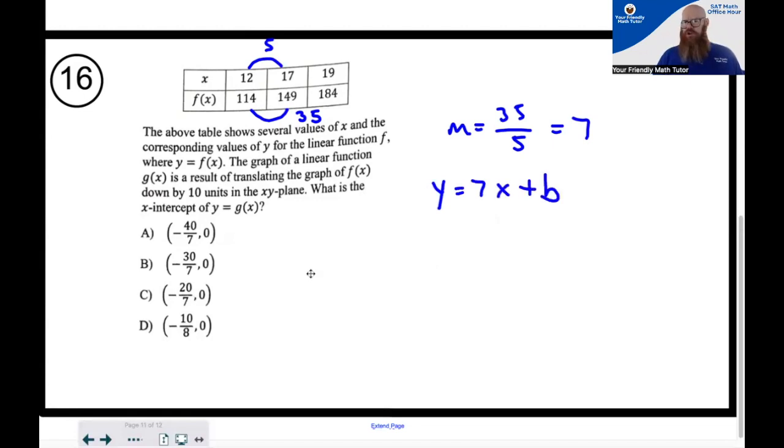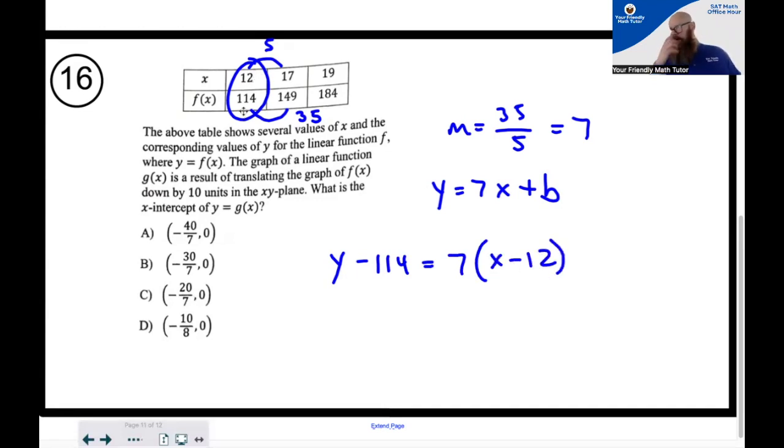So rather than what I think I did on the other problem, solving for b, let's look at the other way to do it. So use point slope form. I'm going to choose the first point still. So y minus 114 equals slope of 7 times x minus 12, right? I chose 12, 114. And then what I can do is, since I want to find the x-intercept, I don't actually want the equation in slope-intercept form. X-intercepts are found by replacing y with 0.